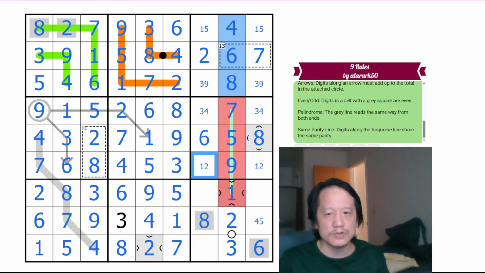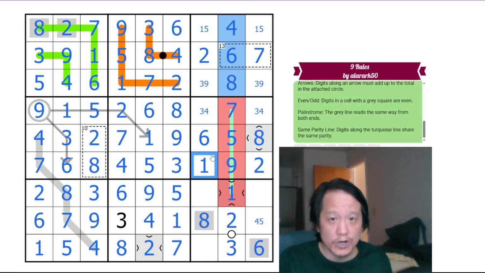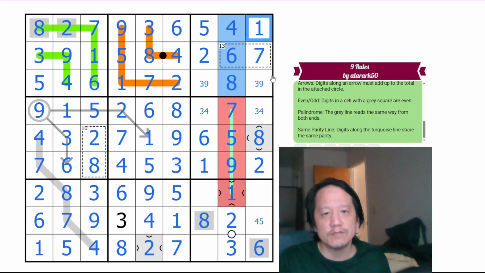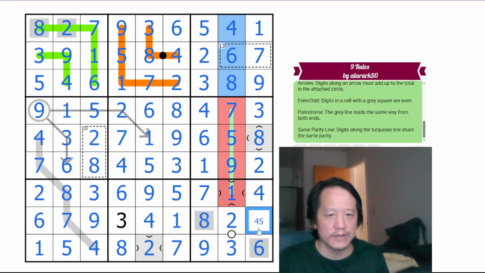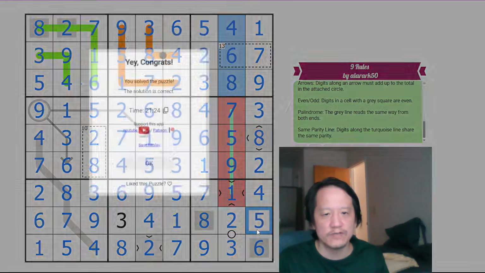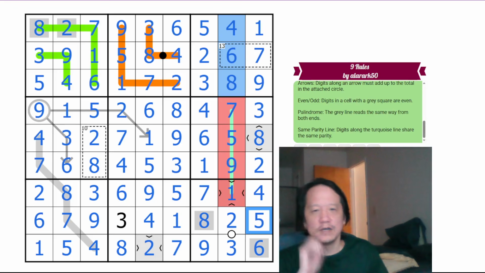2 eliminates 2 here, so that's 1, which makes that 2. 1 eliminates 1 here, so it's 5 and 1. Remaining digit in row 9 is a 9. 9 eliminates 9 here, so it's 3 and 9. That forces this to be 4 and 3. That leaves this digit as a 7, this digit as a 4, and that means this can't be 4, so it's 5. And that's the solution.